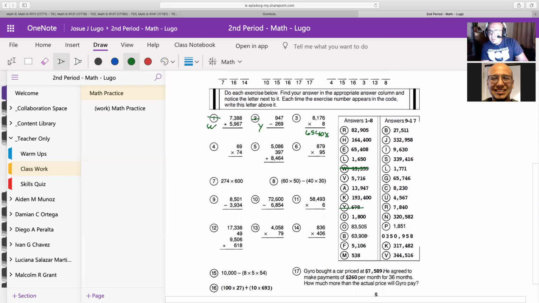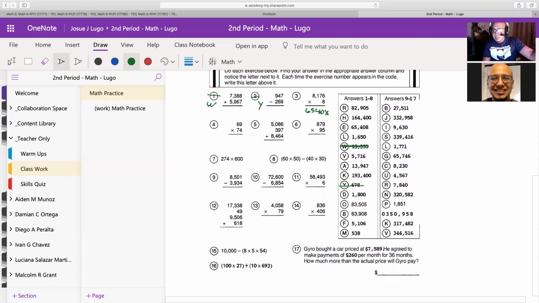We have, and I may have messed up. I'm being really distracted right now by one of my cats, so I may have to redo that one. But no, I did not mess up because it's right here, 65,408. So that's the letter E.